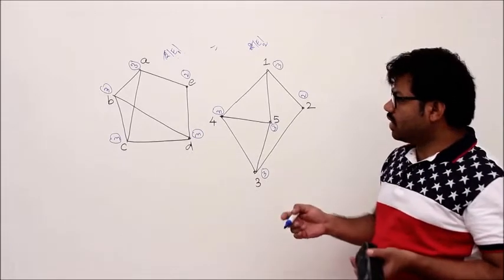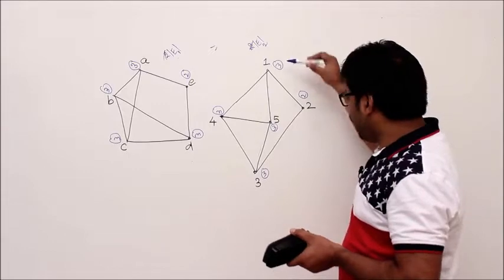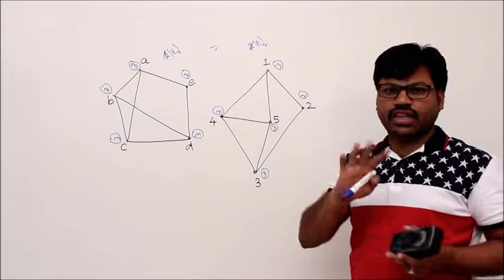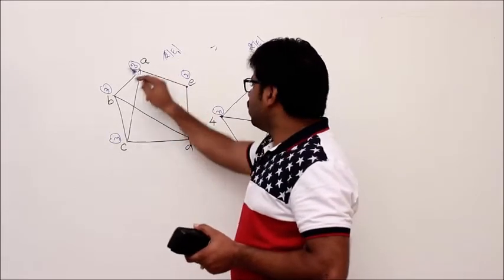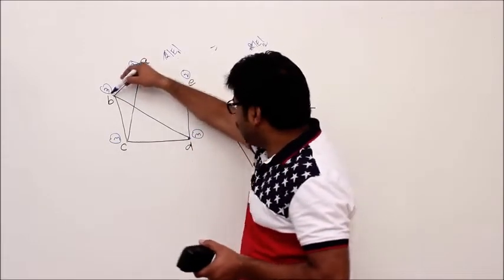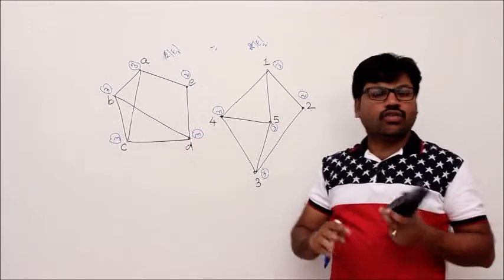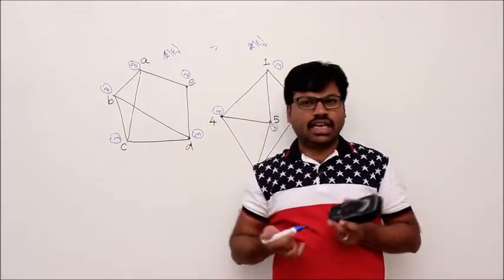Let's see any four-length cycle. There is one four-length cycle: 1, 2, 3, 4. Any other four-length cycle? Yes. 1, 2, 3, 4. There are two four-length cycles. So here also we have one, second one, one more here, you see, B, D, E, A. There are two four-length cycles. So whatever property I am trying, both graphs are satisfying.